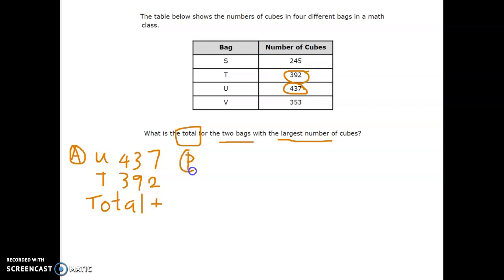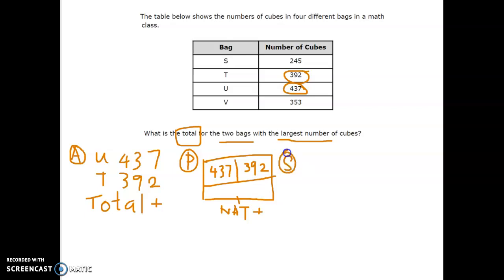Then we're going to plan what we're going to do to solve the problem. We use strip diagrams to represent our plan. On this strip diagram, there are 2 parts on top, 437 and 392. We don't know what the total is. That's what we need to find out. So we actually need a total. That means we're going to put these 2 numbers together to find the biggest number.